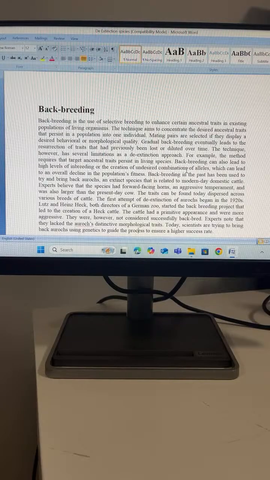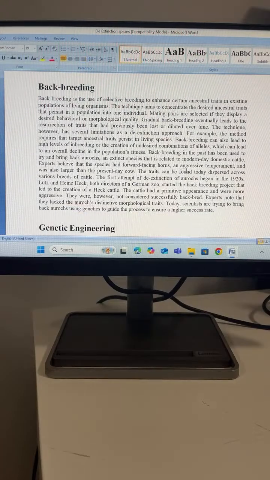Experts believe that the species had forward facing horns and an aggressive temperament and was larger than the present day cow. The traits can be found today dispersed across various breeds of cattle. The first attempt at the de-extinction of the aurochs began in the 1920s. Lutz and Heinrich Heck, both directors of a German zoo, started the backbreeding project that led to the creation of Heck cattle.